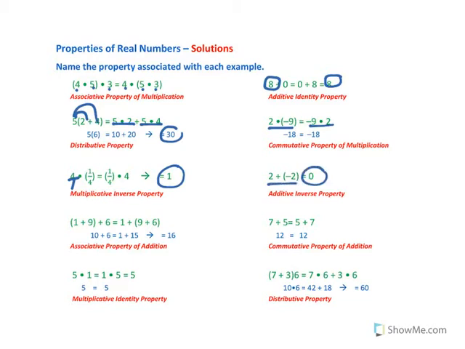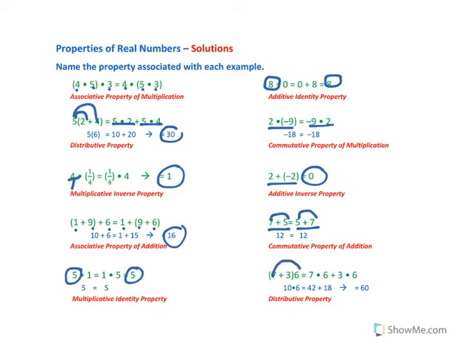The associative property, same order, 1, 9, 6, 1, 9, 6. And you will do them both ways, and you'll get 16. Commutative property of addition, flip. 7, 5. 5, 7. Remember, we're going to go from here to here, and then we're going to go return. Multiplicative identity. 5 will always be 5 when you multiply it by 1.